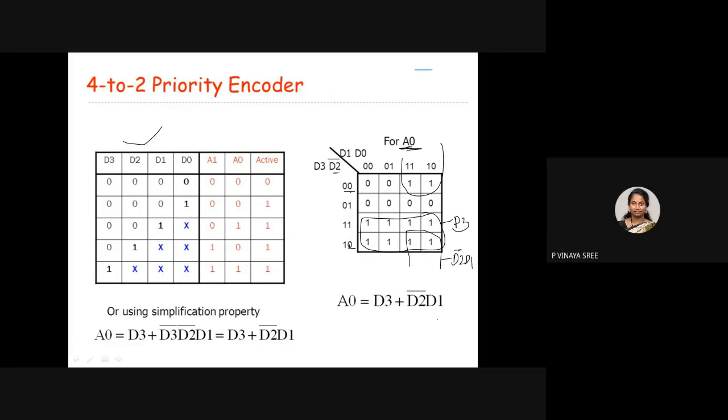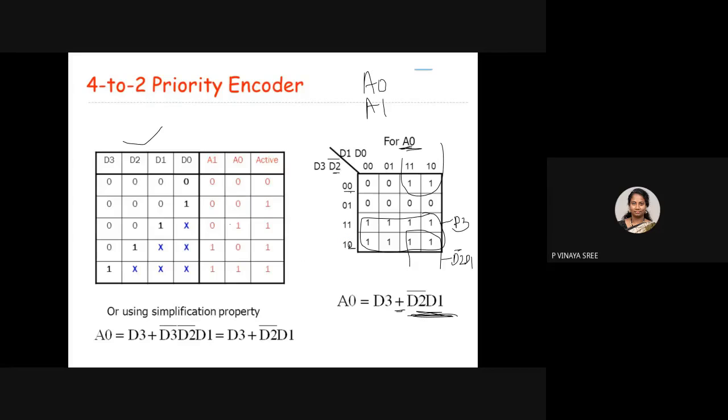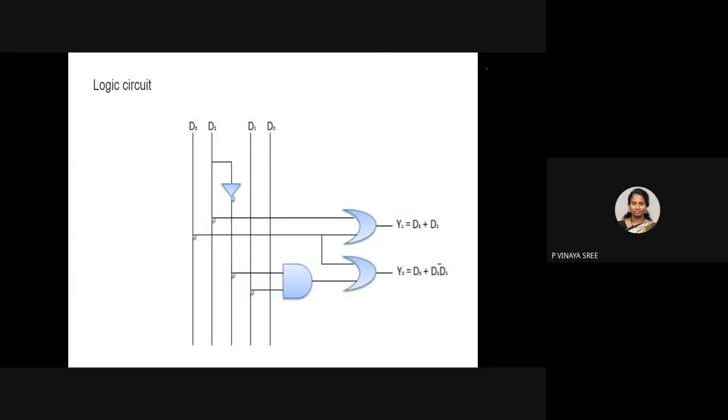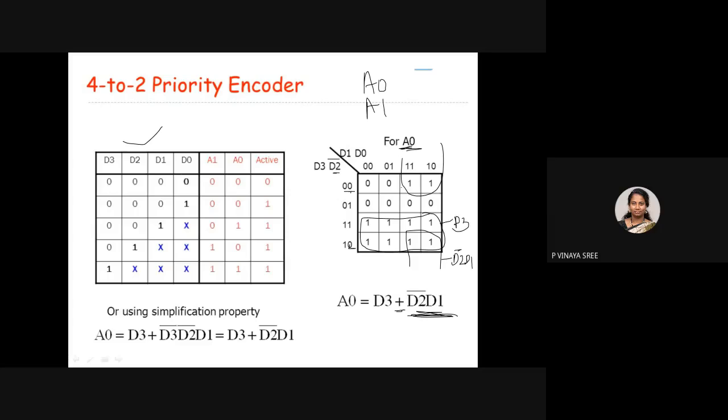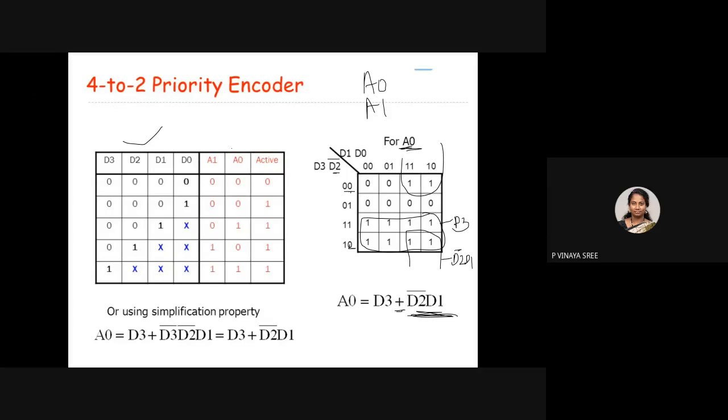Logic diagram. Yes, logic diagram. You will be having one for A0 and one for A1. For A0, you are having one gate called AND gate and you are having OR. So this is your logic diagram. Instead of A0 and A1 here, it is showing as Y0 and Y1. D0, D1 are the same, but in the block diagram it is mentioned as Y0, Y1.